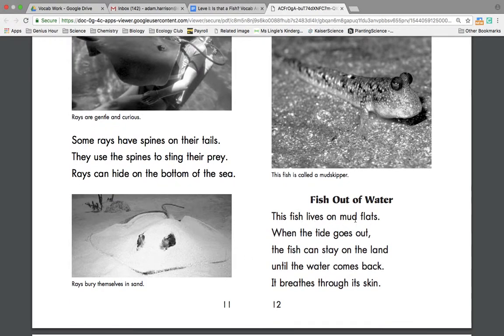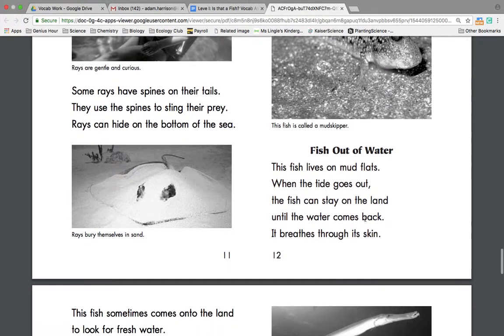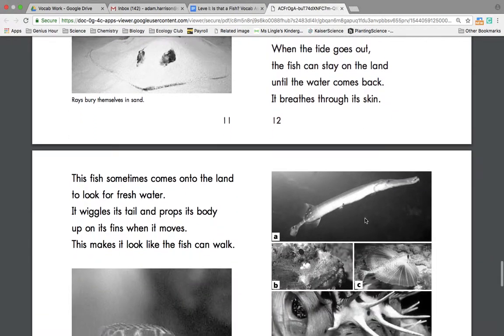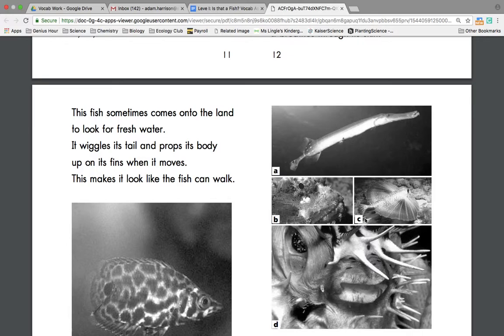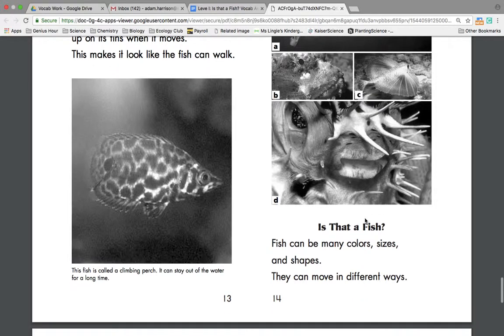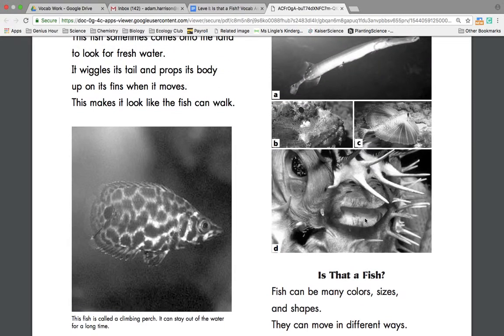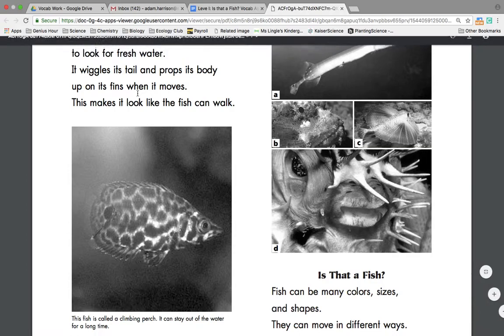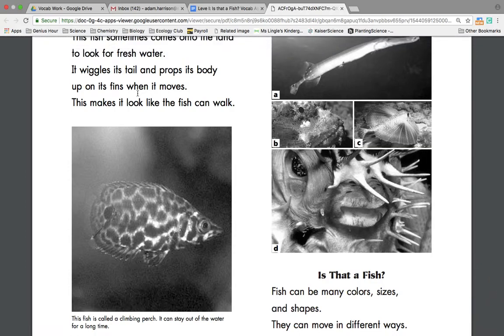This fish lives on mud flats. When the tide goes out, the fish can stand on the land until the water comes back. It breathes through its skin. It's called a mud skipper. This fish sometimes comes on the land to look for fresh water. It wiggles its tail and props its body up on its fins when it moves. This makes it look like the fish can walk.